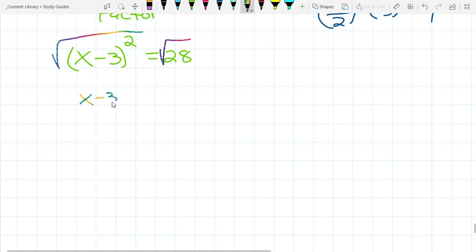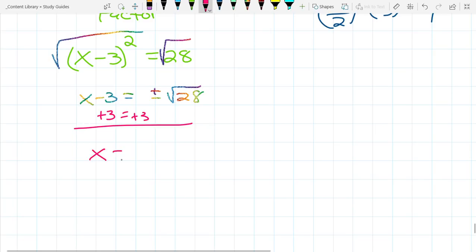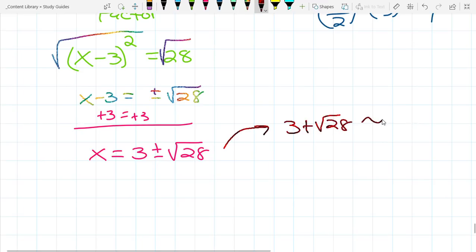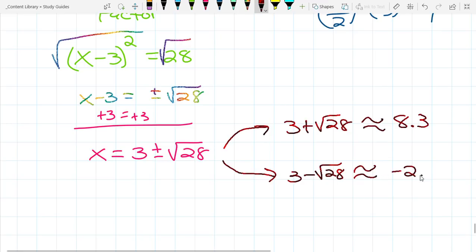So we have x − 3 = ± √28. Now to get rid of that 3, we add 3 to both sides. So you have x = 3 ± √28. That means you have two answers, and this is where you'll need your calculator. 3 + √28, rounded to the nearest tenth, gives you 8.3. And then 3 − √28, rounded to the nearest tenth, gives you −2.3.